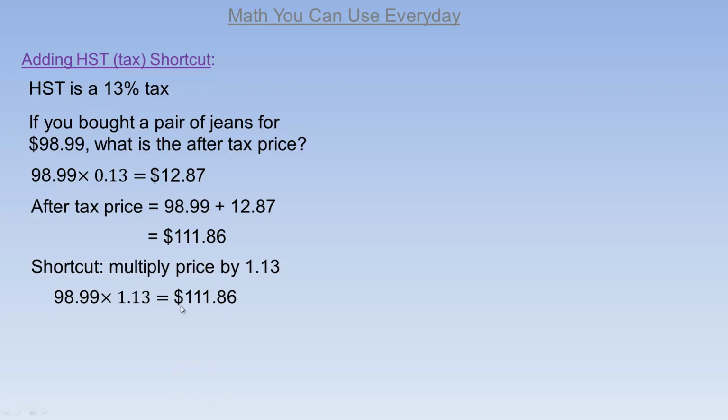So that's the shortcut. It's 1 point whatever the tax rate is. So for example, we'll take another province in Canada. They don't have any provincial tax. They have just the federal tax of 5%. So theirs is 5%, whereas in Ontario it's 13%.